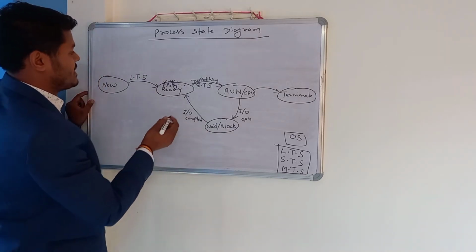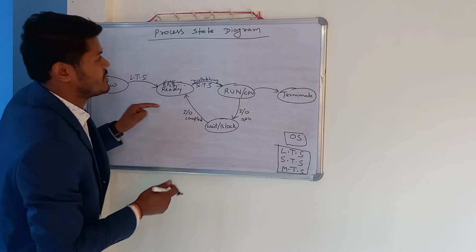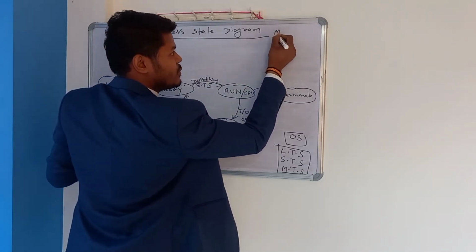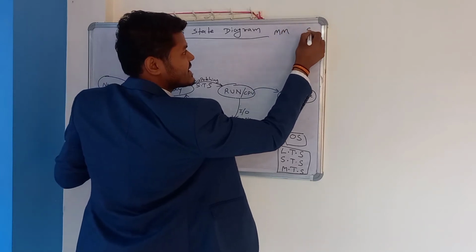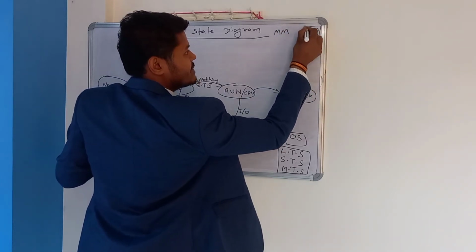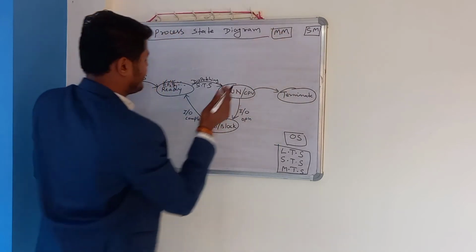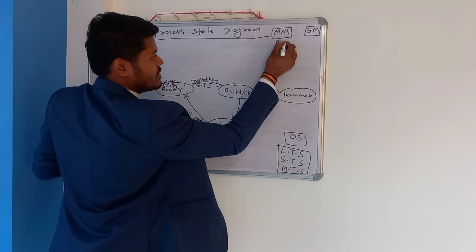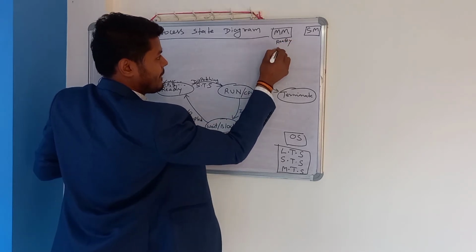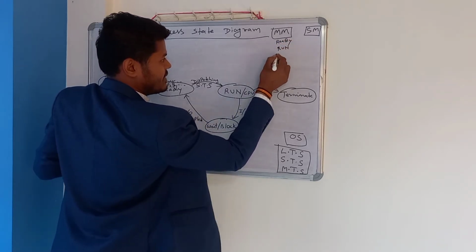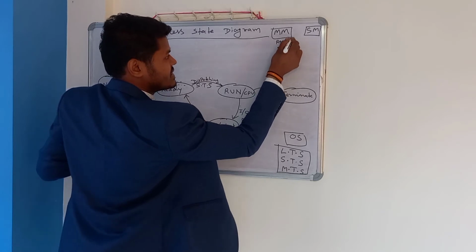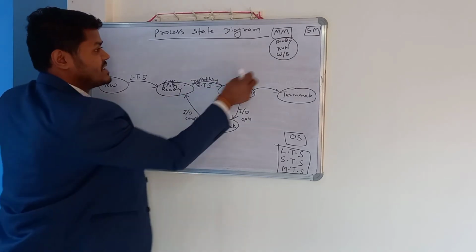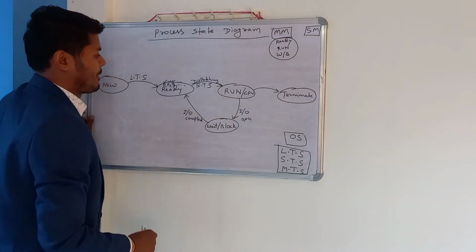See, you know there are two types of memory, main memory and secondary memory. These three states, the ready state, run state and wait or block state, are in main memory.